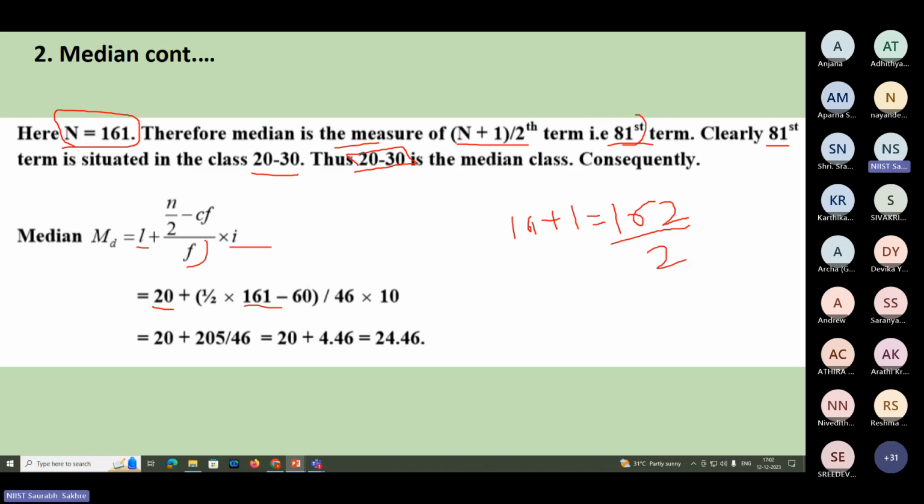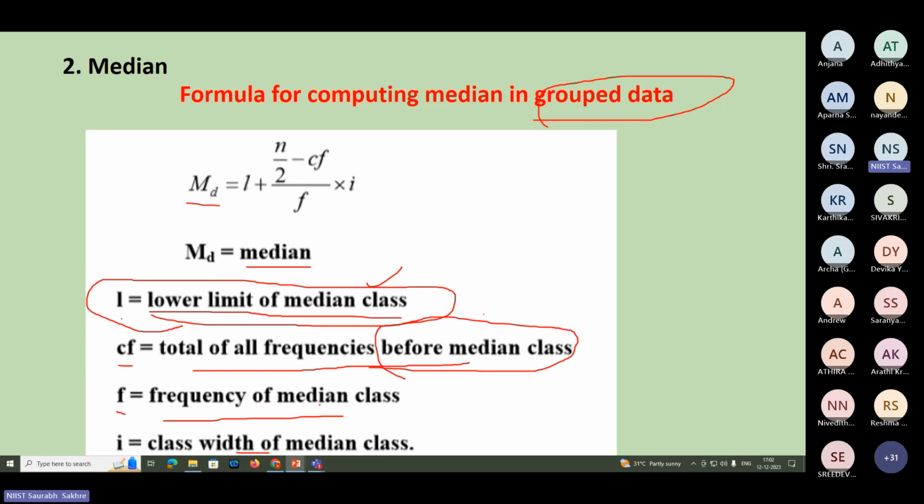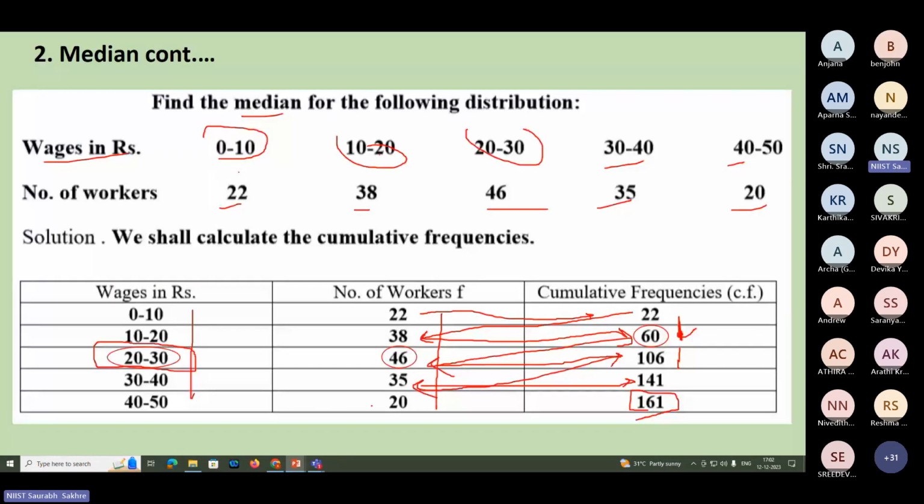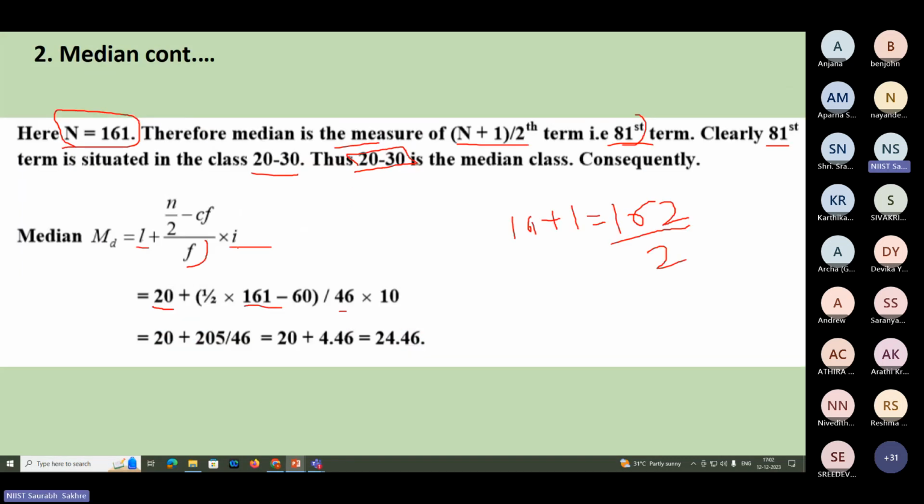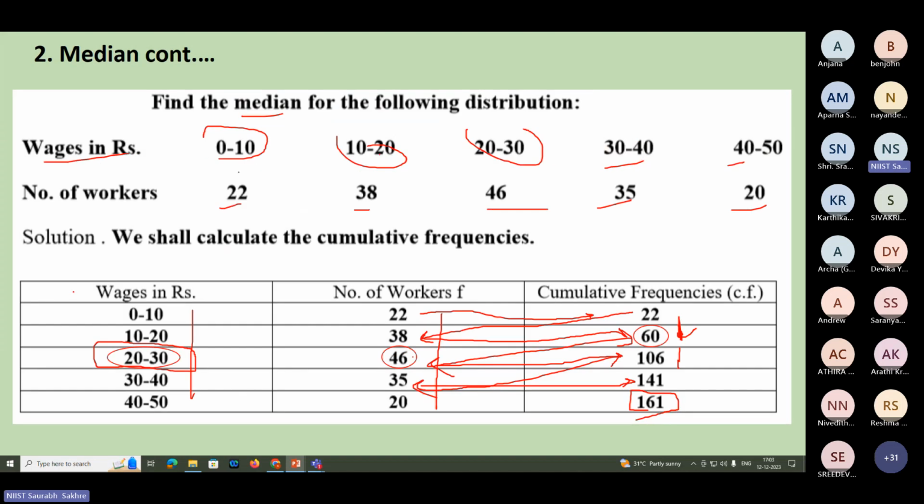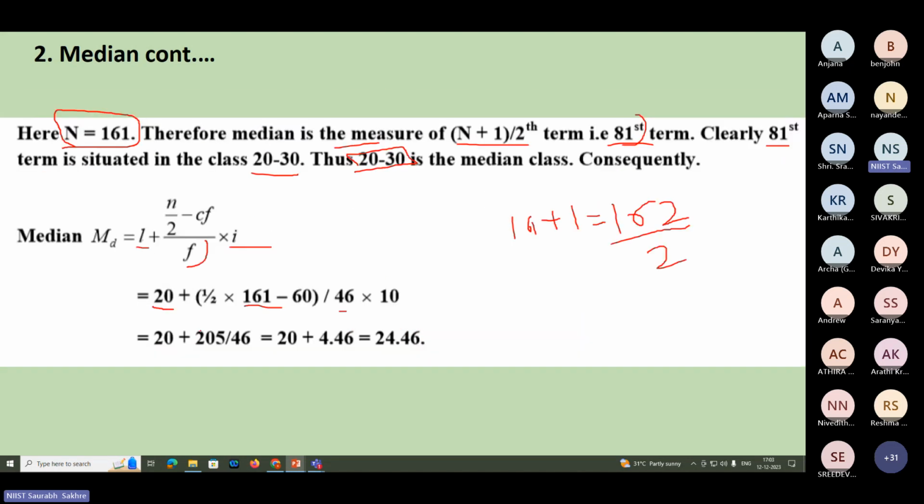Divided by f. f is the frequency of the median class, which is 46, so I will put 46 here. And i is my interval, 0 to 10, 10 to 20. I put 10 here because there is a difference of 10 in each. So it is 20 plus 20.5 by 46, which is 20 plus 4.46. My answer is 24.46, so my median is 24.46.